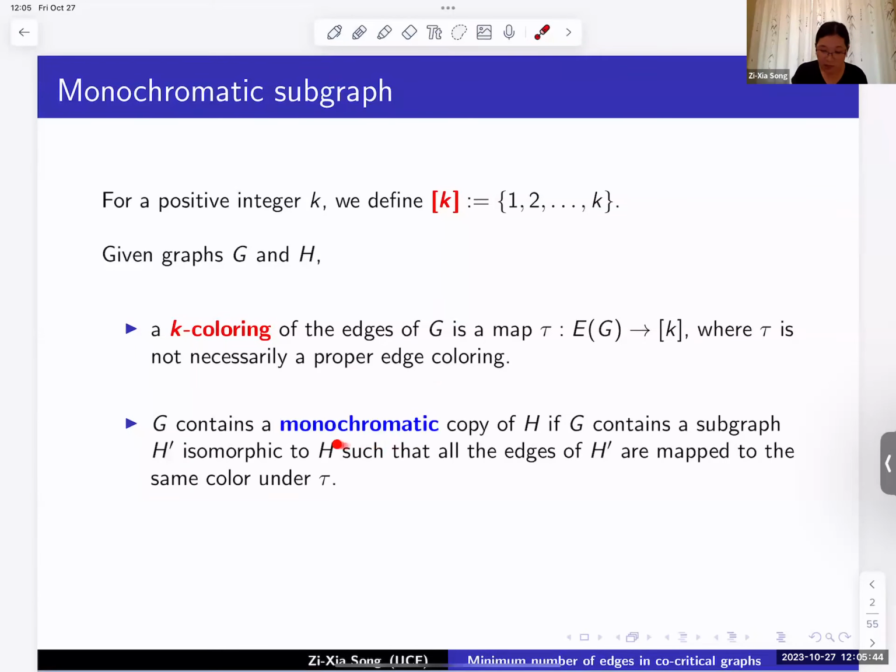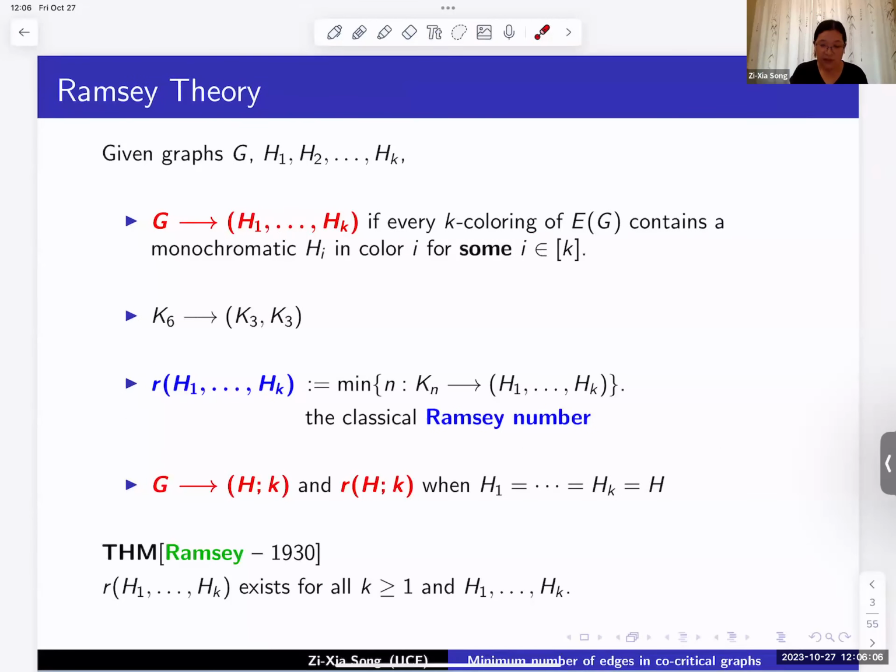And what do we mean by a monochromatic copy of H contained in G under the coloring tau? It means you can find a subgraph in G, let's call it H prime, isomorphic to H, but all the edges of H prime are colored by the same color. So this means monochromatic. I think everybody knows this arrow notation. We say G arrows H1 through HK if every K coloring of the edges of G contains a monochromatic HI for some color I. So we all know K6 arrows K3, K3.